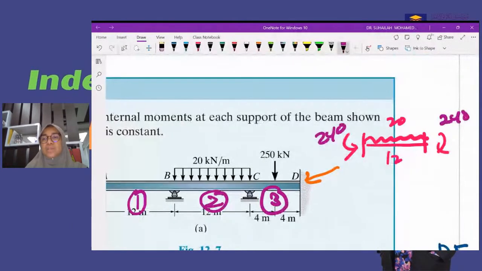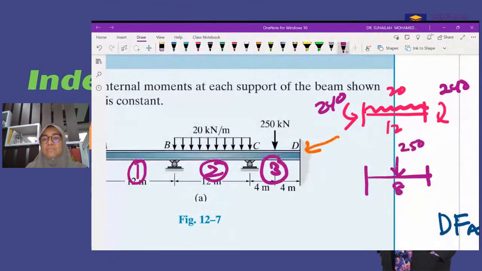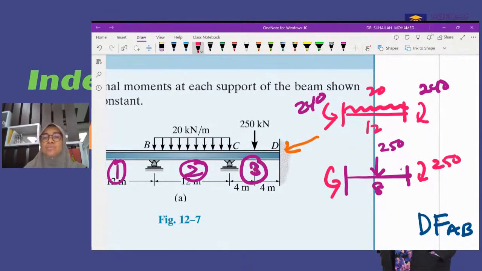This is also 240. And we have member CD at the center. At the center, it is 250. Okay, and then we have the fixed end moment, and it is PL over 8. PL over 8, so we get 250 and 250. Okay, these 4 values of fixed end moment, we have to transfer into the table.